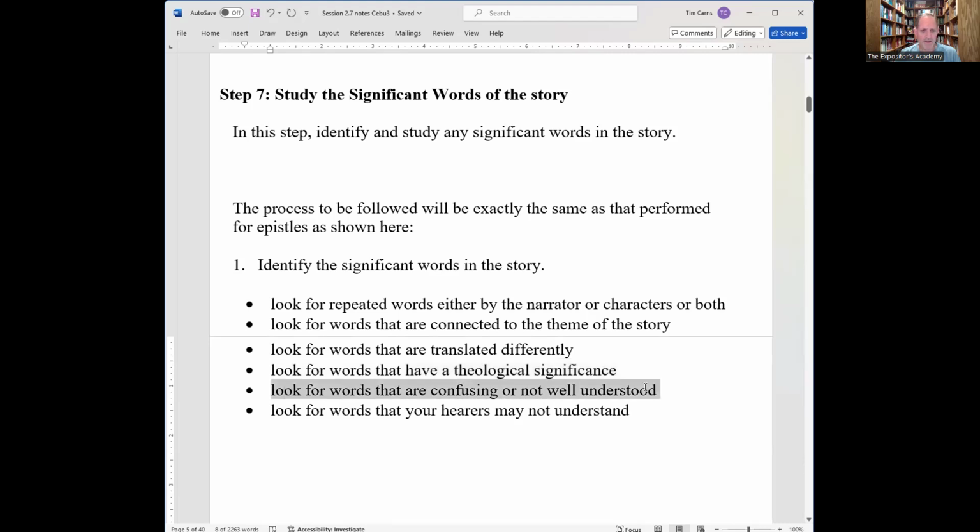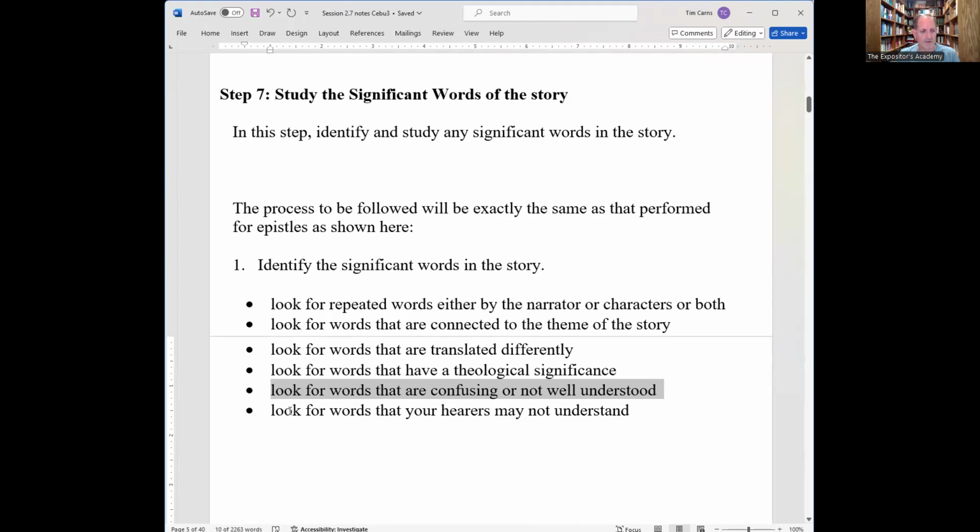Look for words that are confusing. You may just be going across and reading a passage and think, I don't even know what that word means, or I'm not sure. Now, if you're looking at an English translation, you could look up the English meaning of the word. That will be fine. But remember, the word comes from the original language, either Hebrew or Greek, or perhaps Aramaic. And so you're going to want to understand the word in its original language, but the translation may not make sense. So you could look at those words.